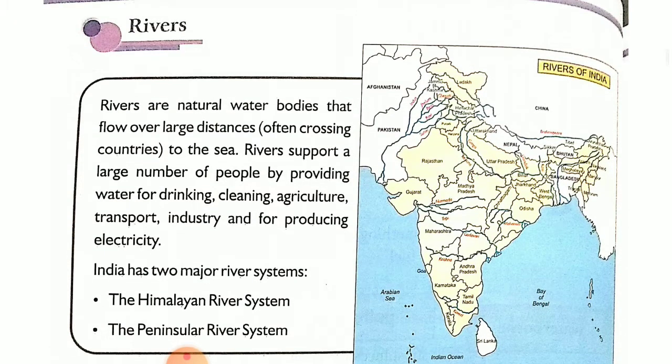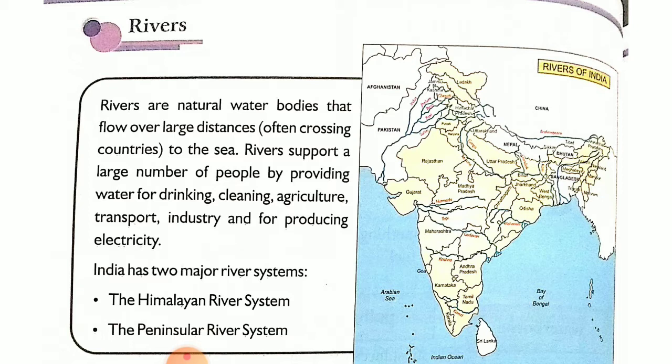Firstly we will talk about what rivers are. Rivers are natural water bodies that flow over large distances to the sea. These are natural water bodies. Nobody went and made them; they are naturally present. These are natural water bodies that flow over large distances, often crossing countries, to the sea. They cover a very large distance and at last they drain into the sea.